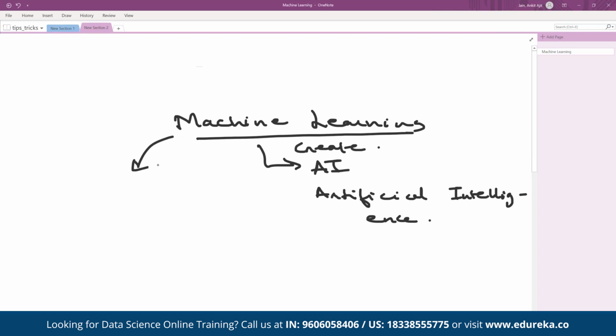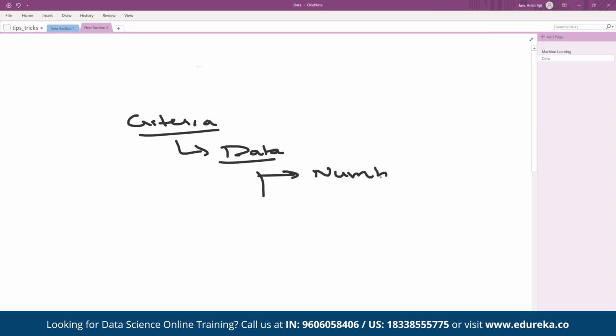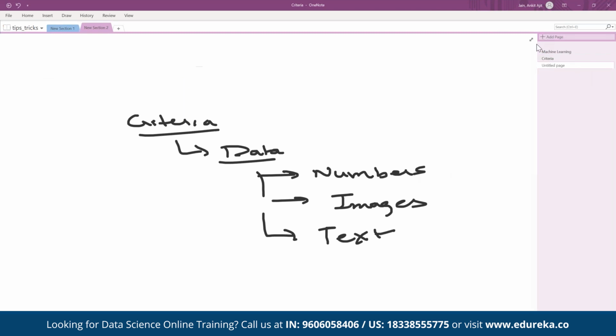Okay. Now, how do we create artificial intelligence using machine learning? What is the main criteria for that? So, the main criteria for creating machine learning is data. Now, this data may be in the form of numbers, in the form of images, in the form of text. Is it clear? The data may be in the form of numbers, images, and text.